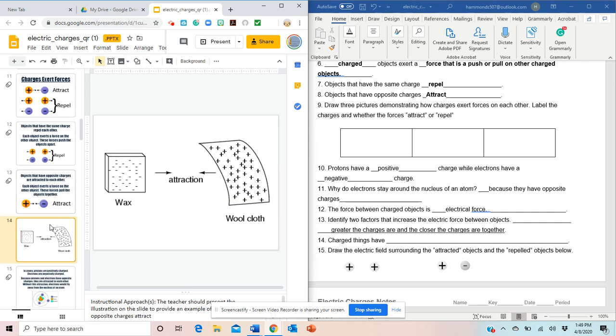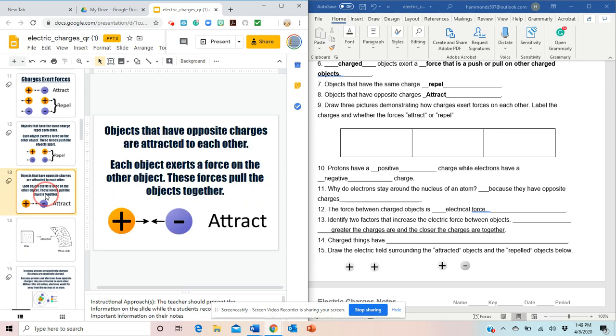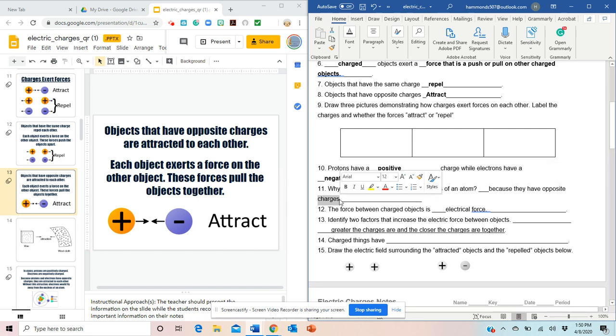let's go to the next slide. It's not matching up with my notes. But anyway, protons have a positive charge. That's just from our previous knowledge. While electrons have a negative charge, which is what we previously discussed. Why do electrons stay around the nucleus of the atom? They're going to stay around the nucleus of the atom because they have opposite charges.